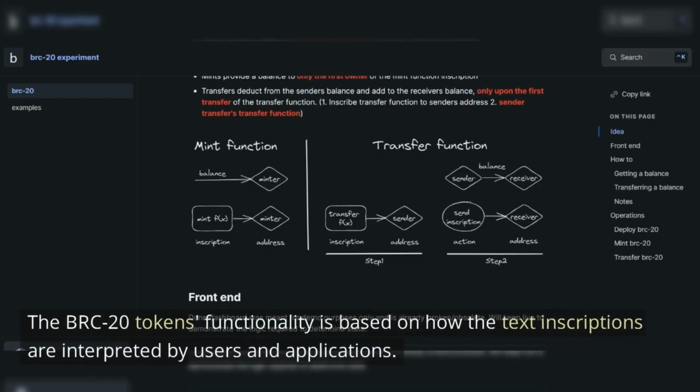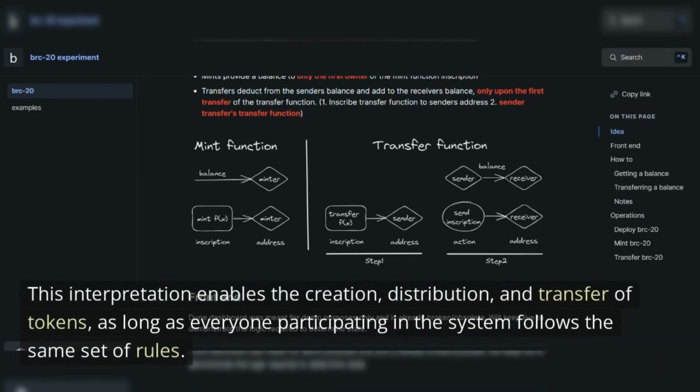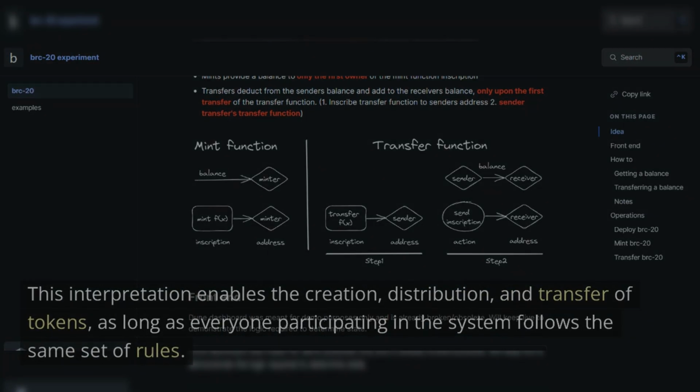The BRC-20 tokens' functionality is based on how the text inscriptions are interpreted by users and applications. It's not the Bitcoin protocol itself that enforces the rules or recognizes these tokens, but rather the users and applications that agree to treat and understand these text inscriptions in a certain way. This interpretation enables the creation, distribution, and transfer of tokens, as long as everyone participating in the system follows the same set of rules.